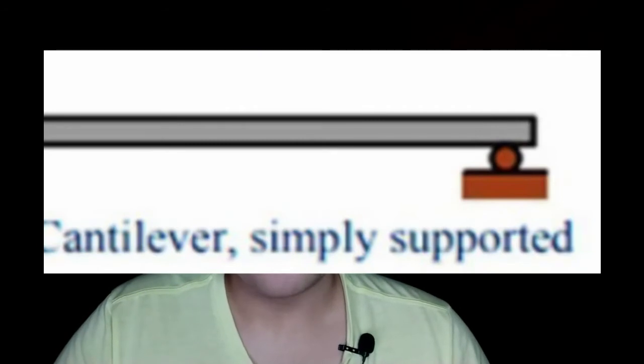And lastly, cantilever simply supported. This is a mixture of cantilever and simply supported, where one side is fixed on the support and the other side is supported.